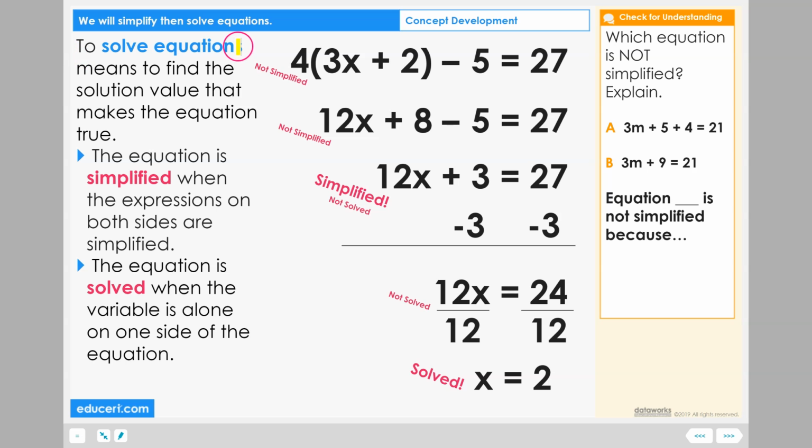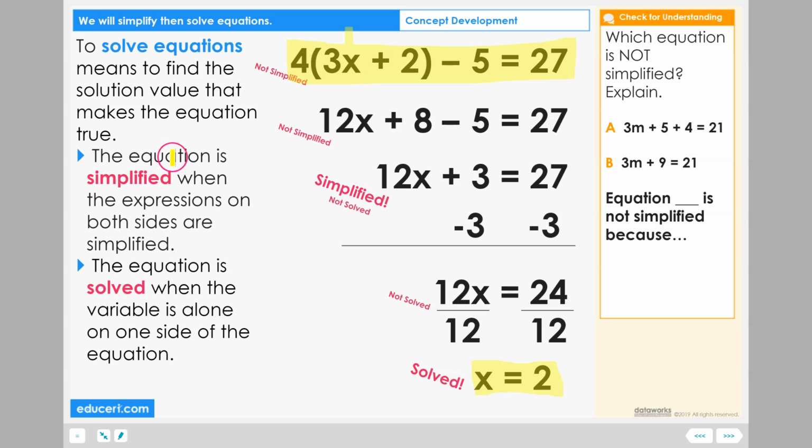To solve equations means to find the solution value that makes the equation true. Here's our original equation starting at the top, and at the very bottom we have our solution, x equals 2. This is the value that, if we substitute it in for the variable right here, would make this whole equation a true statement.